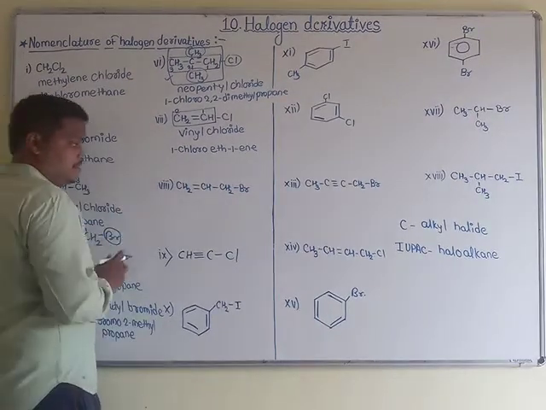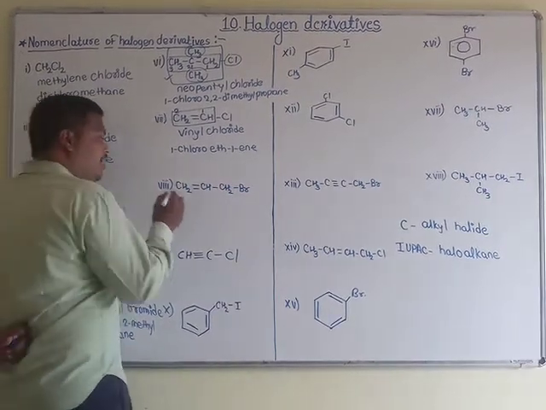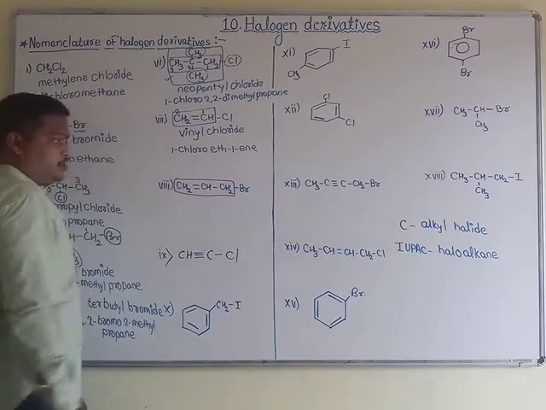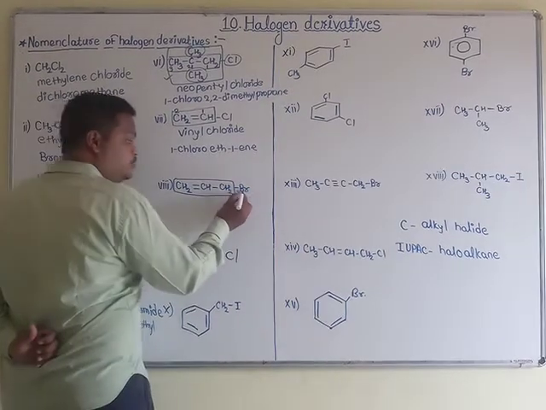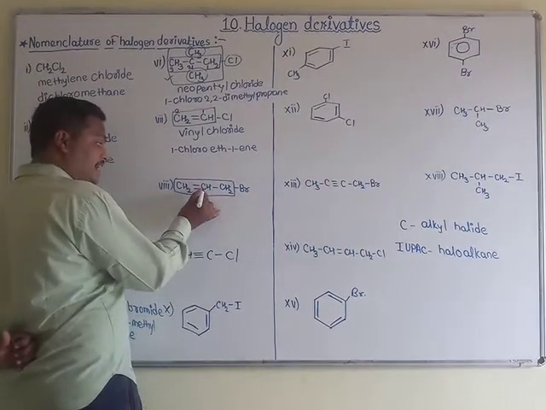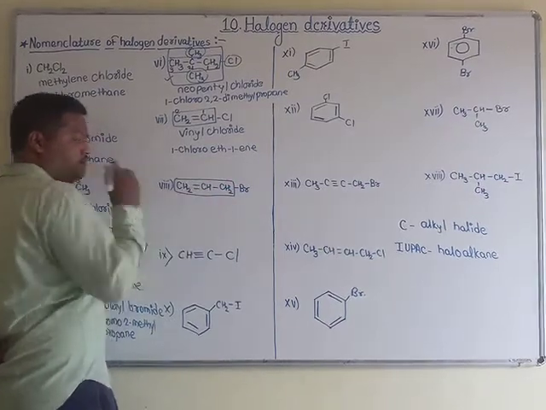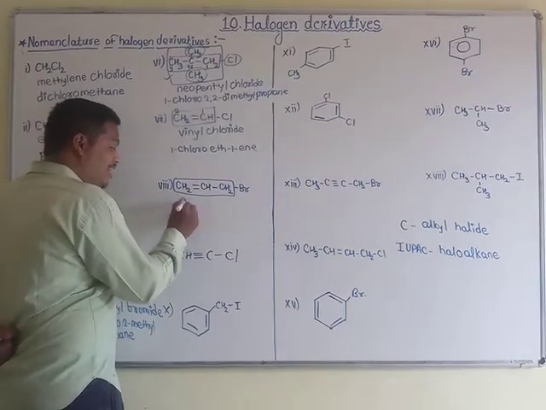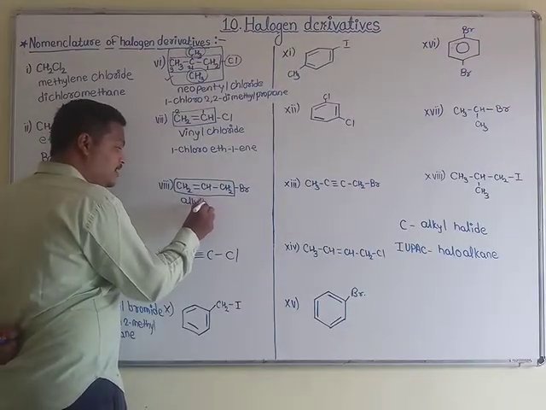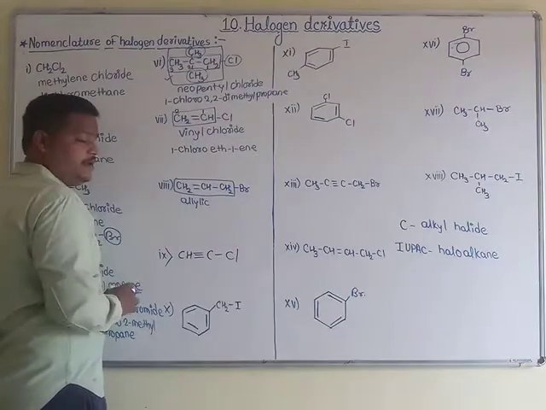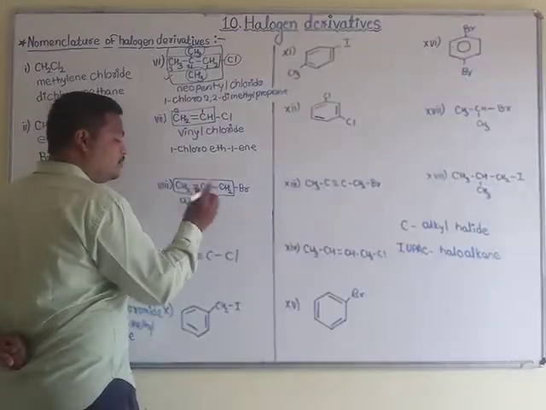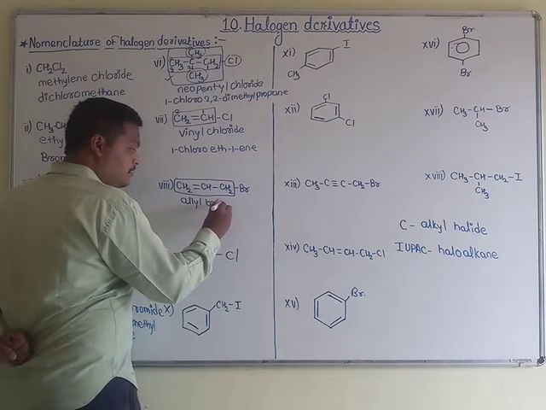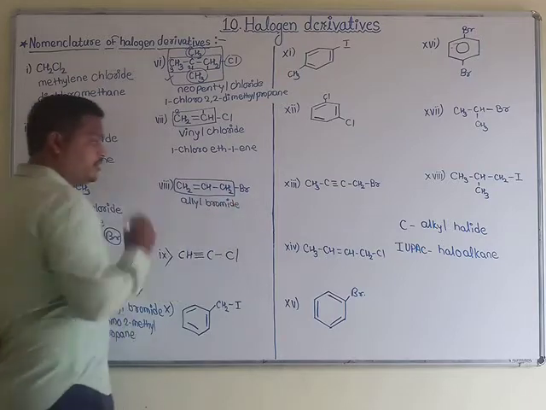Okay, then the next one, see here, again this compound we learned in the classification point. Yes, the halogen attached carbon is directly attached to the carbon which is double bonded. Such types of compounds are allylic. So its name must be allylic bromide or allyl bromide. Allyl bromide is the common name for this compound.